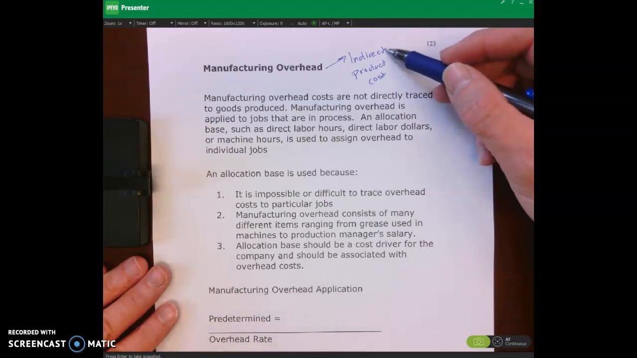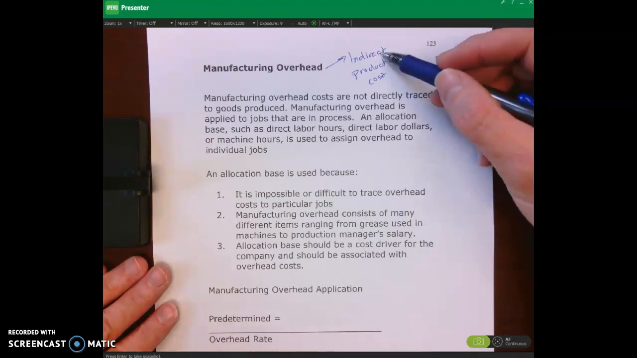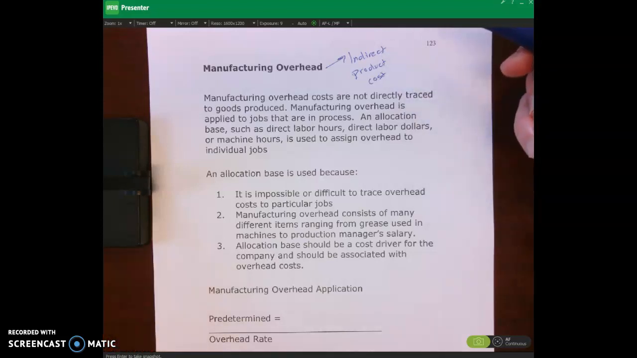When I use the term indirect, what that means is that we can't easily trace it to the products that we make. Indirect, in this context, means that we can't easily trace the cost to the products that we make.